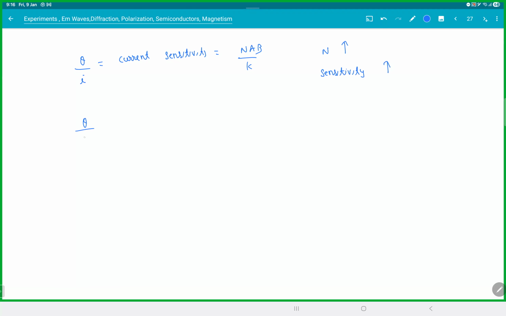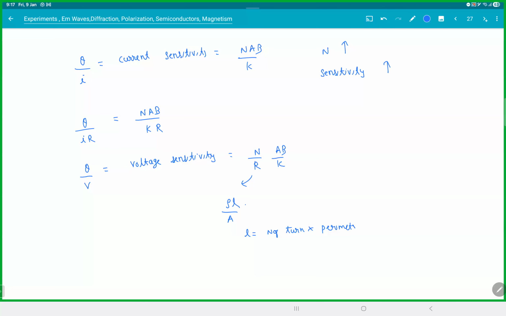But if you do theta by IR, that is if you do NAB by K into R, this becomes theta by V. This is voltage sensitivity. So the voltage sensitivity here, if you see N by R, AB by K, the catch is this. The resistance will be rho length by area, and the length here is number of turns into perimeter. So N and N will get cancelled. This actually becomes constant. So voltage sensitivity is independent of number of turns.